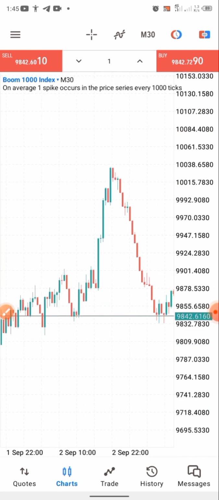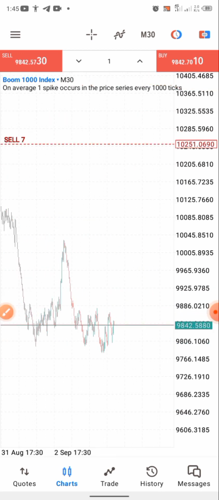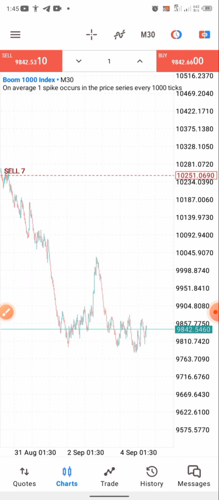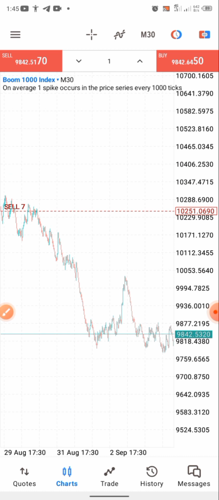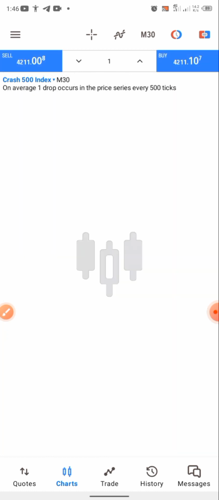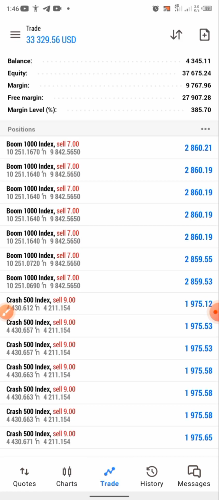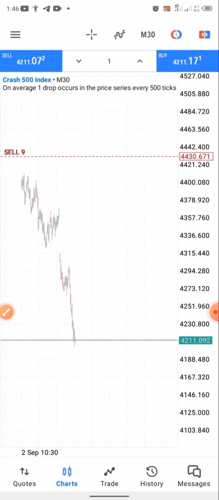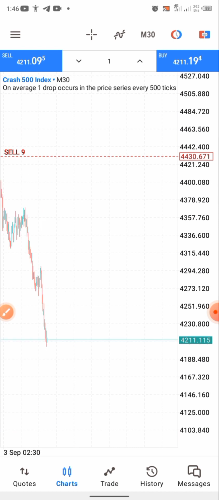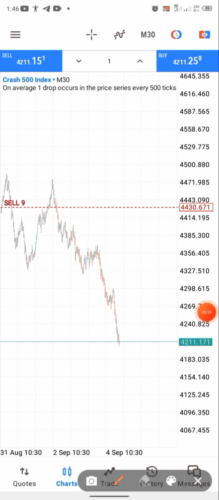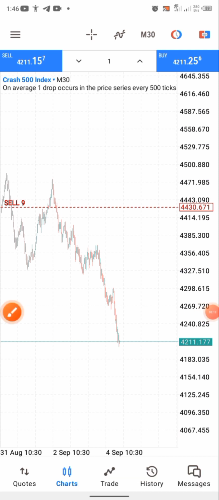This is Boom, and we are building it. Let me zoom so you can see. This is a crazy move from Boom. And also here is something from Crash, from Crash 500, I think. I also took a trade on Crash 500. Yeah, exactly. So you can see Crash 500 also moved crazily to the downside. This strategy is one of the best you can use. This is a crazy strategy, guys.